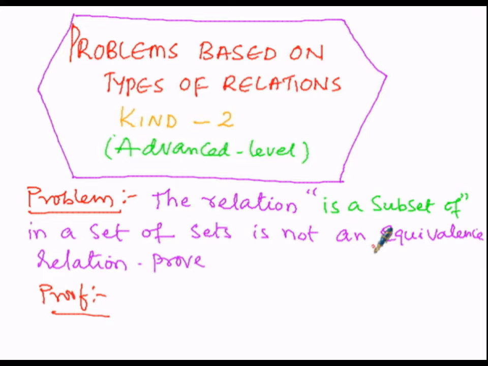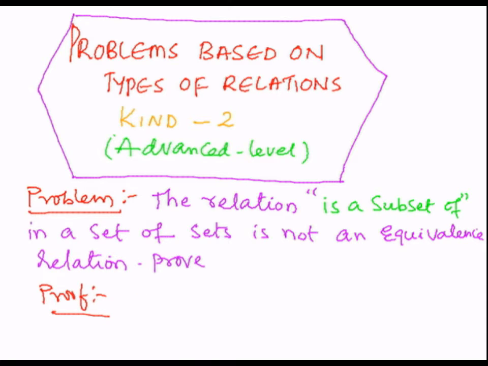First of all we have to go through reflexive, symmetric as well as transitive. If any one of the three, that is reflexive, transitive or symmetric, does not hold good, then the relation "is a subset of" is not said to be an equivalence relation. Now the proof starts.